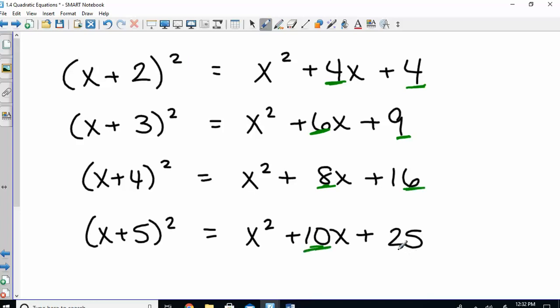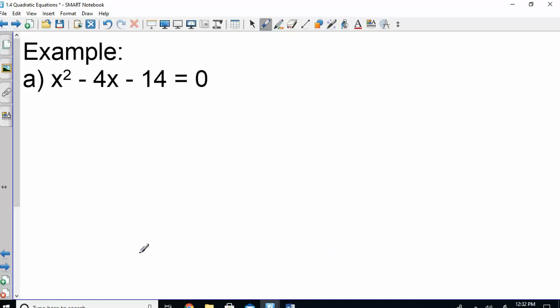Yeah. 10 divided by 2 is 5, and 5 squared is 25. 8 divided by 2 is 4, 4 squared is 16. 6 divided by 2 is 3, 3 squared is 9. So I'm not just making up something when I tell you you're going to divide it by 2 and square it. It's because when you FOIL out that perfect square, that's the pattern that always comes up. Okay, so we are working in reverse. We are trying to create this perfect square so that we can then factor and solve our problem.